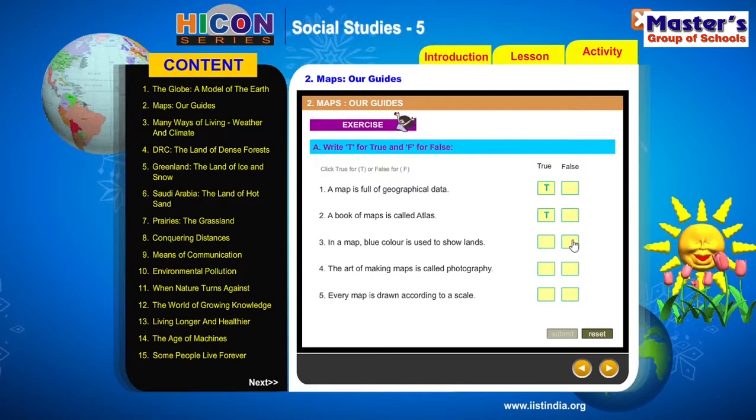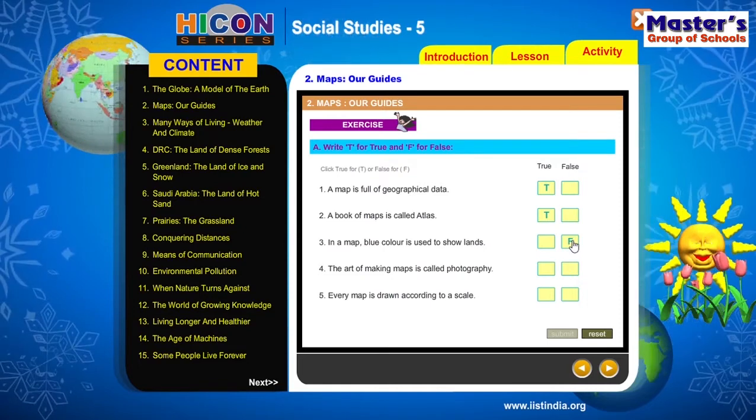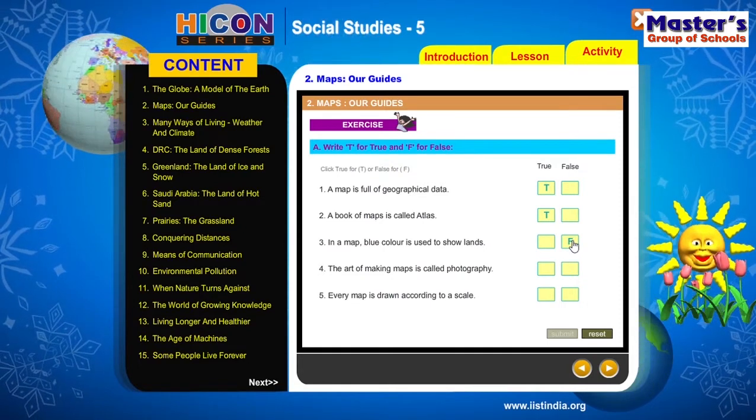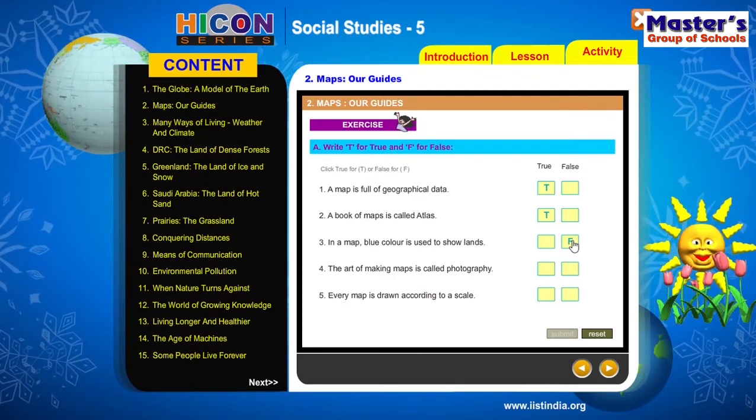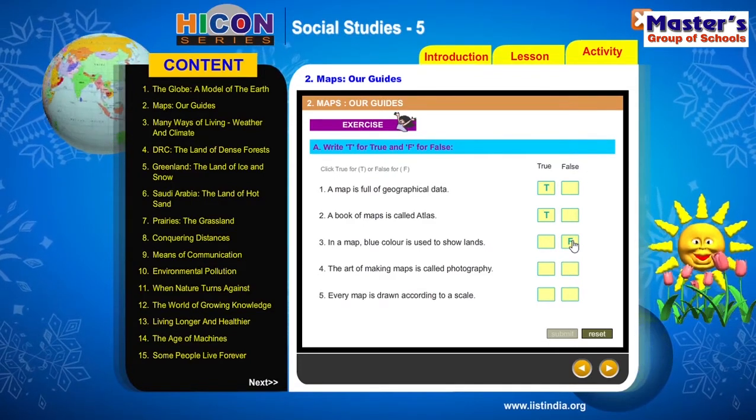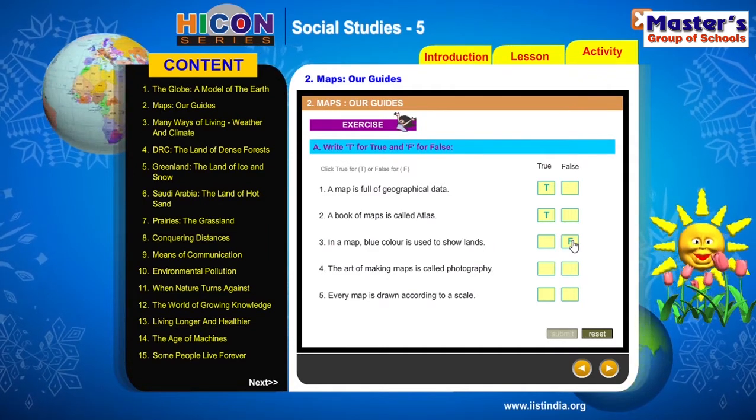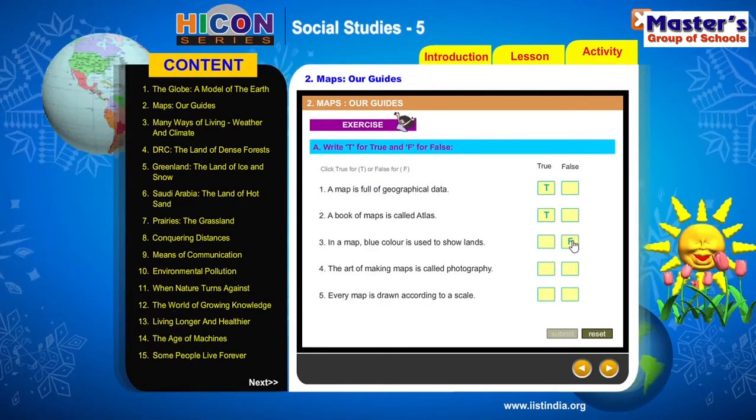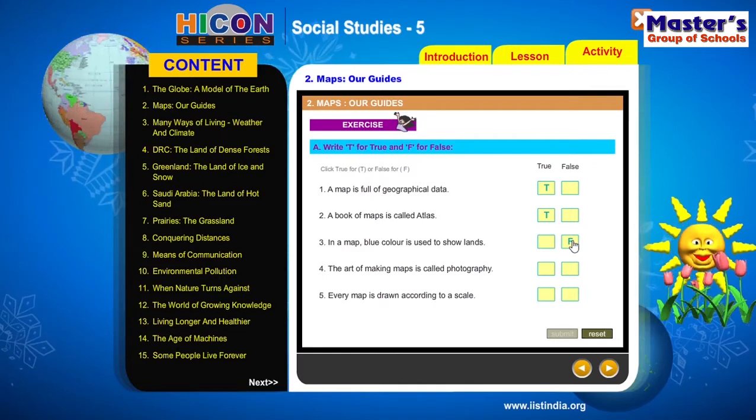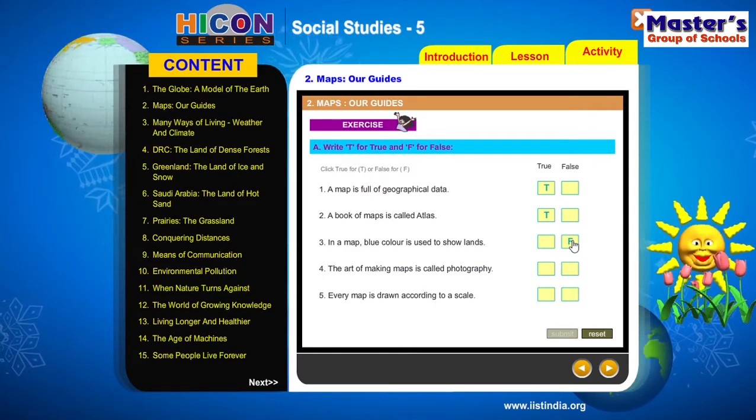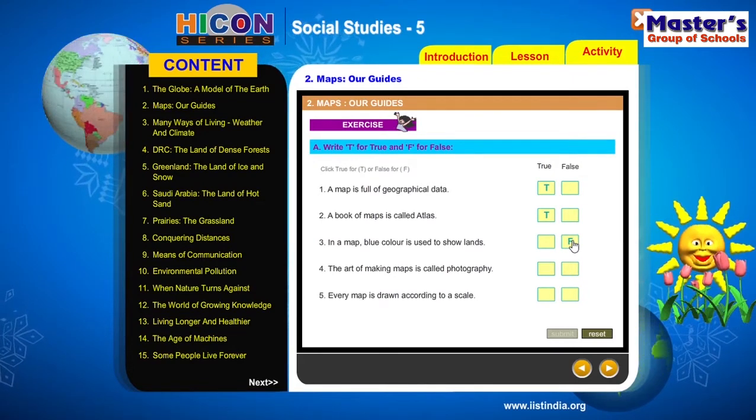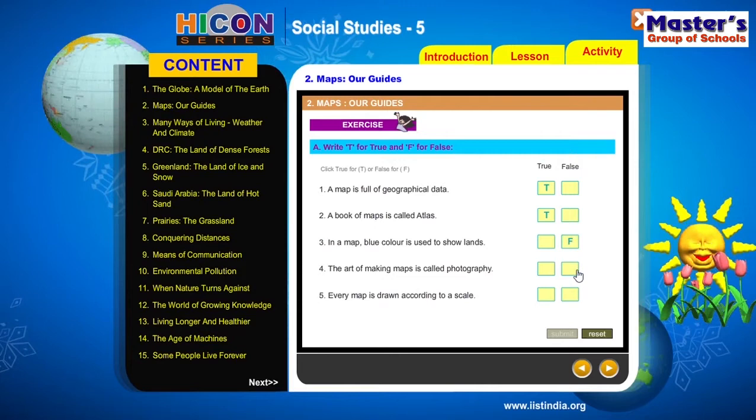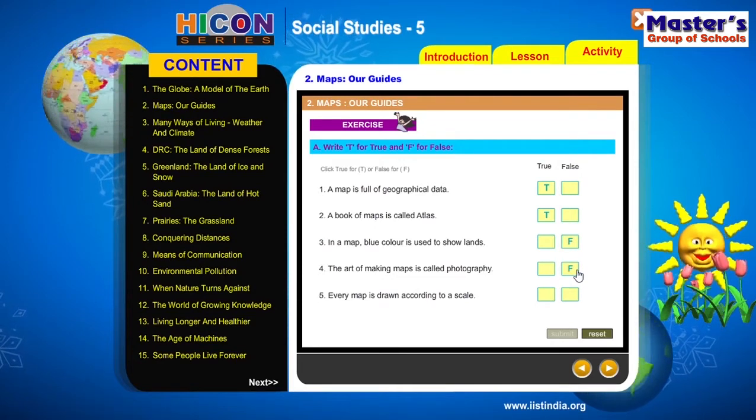So that is a false statement because in a map, blue color is used to show the water bodies and the brown color is usually used for expressing land areas, isn't it? Yes. Fourth one, the art of making maps is called photography. It's cartography, isn't it? Cartography is the process of making different maps and it is not a photography. So the answer is a false, right?